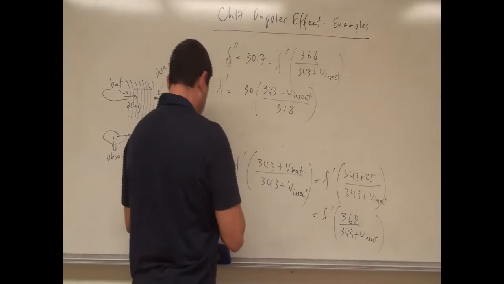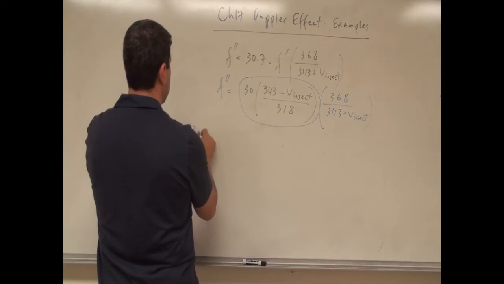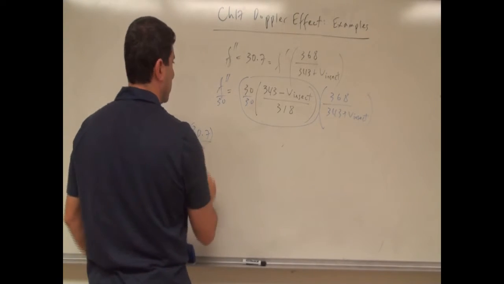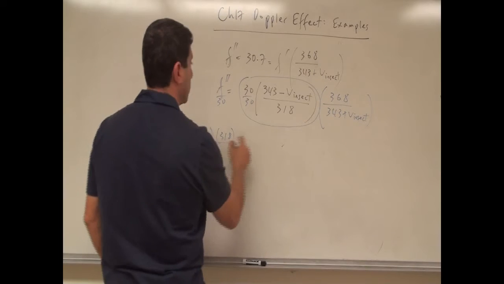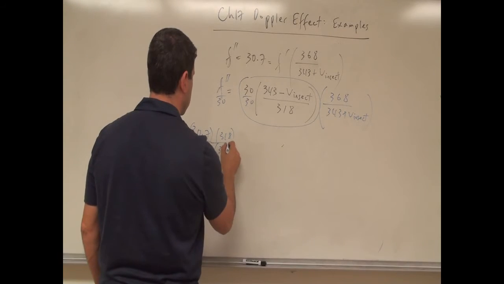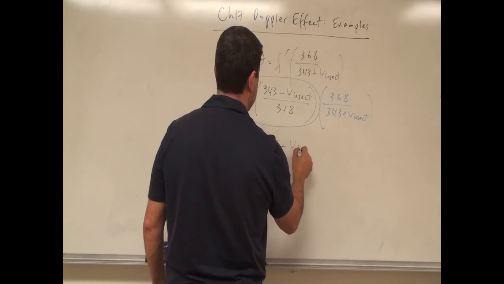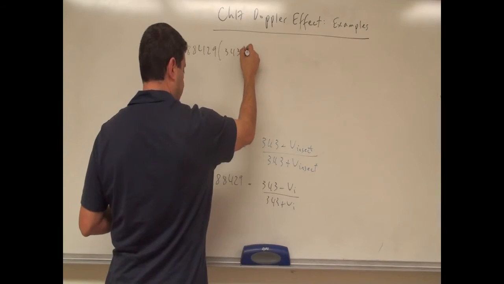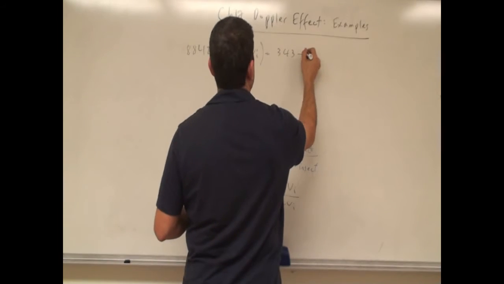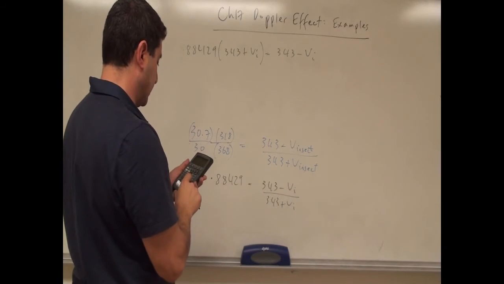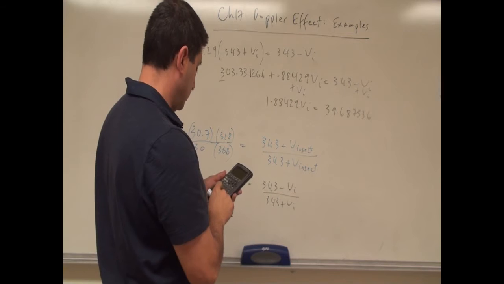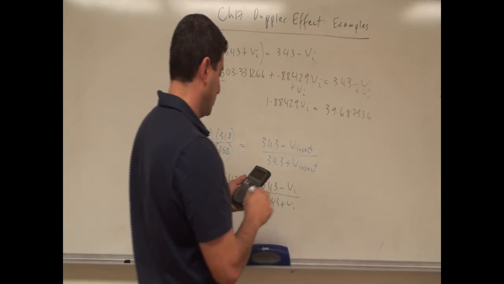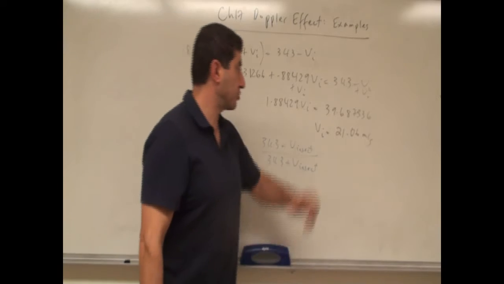Right? So we put down this whole thing, the 30.7, right? So we have 30.7. Then we can take the 30 to the other side, divide by 30, both sides. Then the 318 goes to the top, we have 318. And then the 368 goes to the bottom, 368. And then that's equal to 343 minus V insect over 343 plus V insect. Right? Then distribute this in, and multiply it by 1.88. So the velocity of the insect comes out to be 21.06 meters per second.